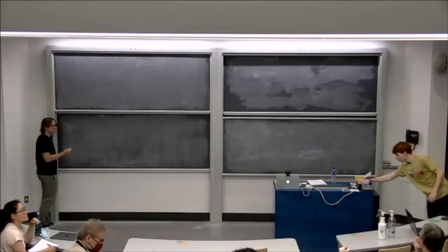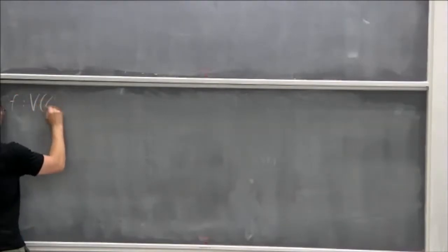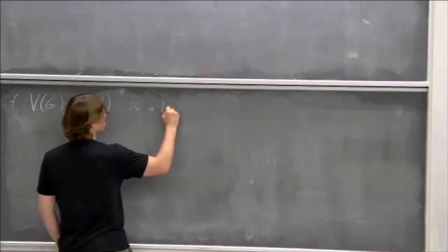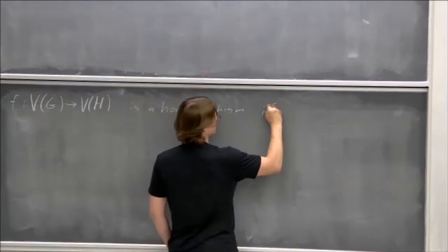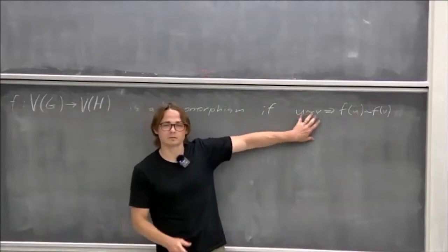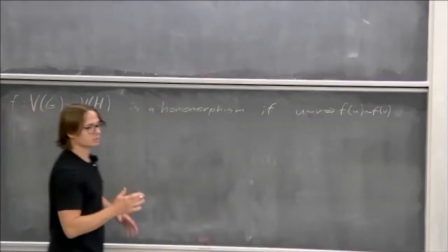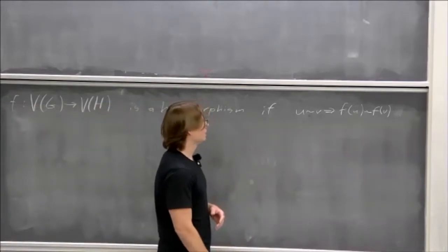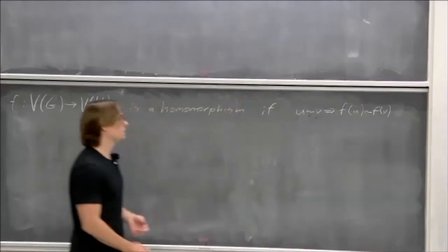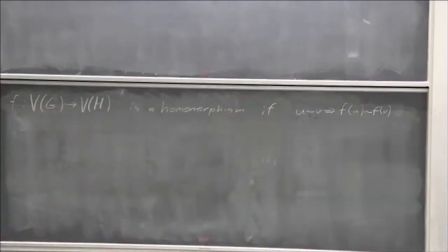So what's a homomorphism between graphs? I don't really know what the background for everyone is, so I just assume that no one knows what a homomorphism is. If I have a function between the vertex sets of two graphs, then this is a homomorphism if it preserves adjacency. I use this tilde notation to denote that u and v are adjacent, and this is going to be undirected simple graphs. So if I input two vertices that are adjacent, I have to get out two vertices that are adjacent. It doesn't need to be injective or surjective.